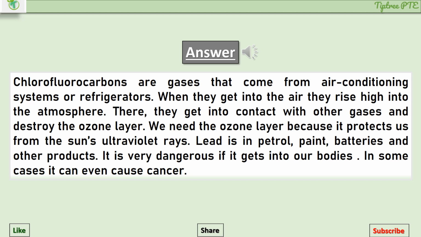Lead is in petrol, paint, batteries and other products. It is very dangerous if it gets into our bodies. In some cases it can even cause cancer.